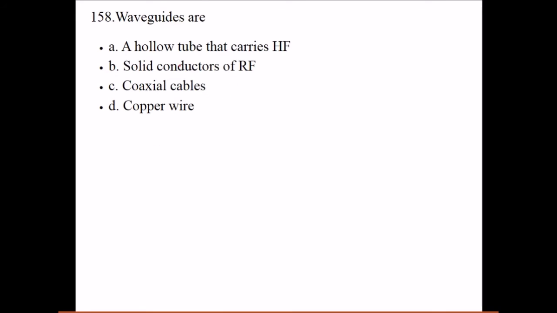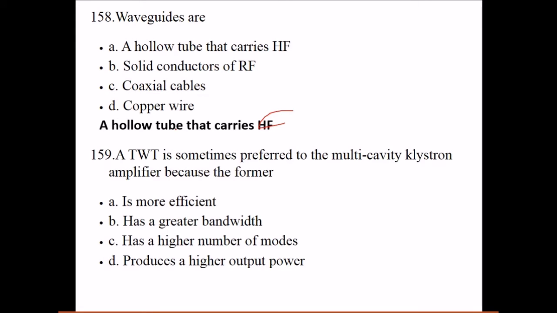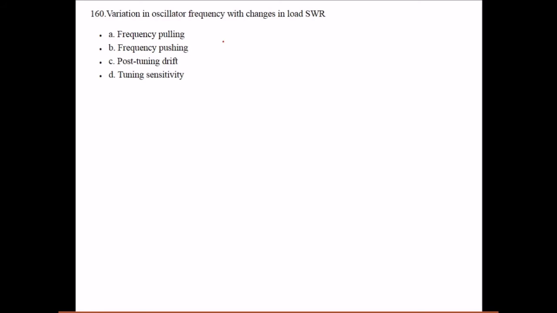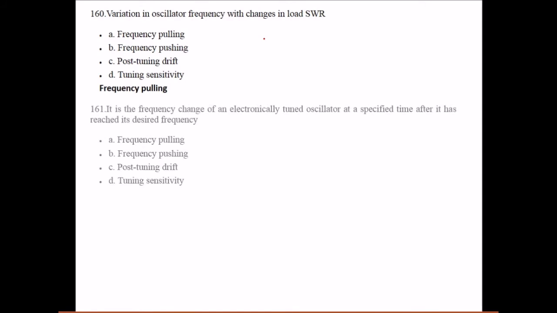Now, waveguides are hollow tubes that carry HF. The TWT is sometimes referred to as the multi-cavity klystron amplifier because of the former. Why? The former has a higher bandwidth. The TWT has a higher bandwidth than the multi-cavity klystron. Variation in oscillator frequency with changes in load, as in VSWR, is frequency pulling. The frequency change of an electronically tuned oscillator at a specified time after it has reached its desired frequency is post-tuning drift.